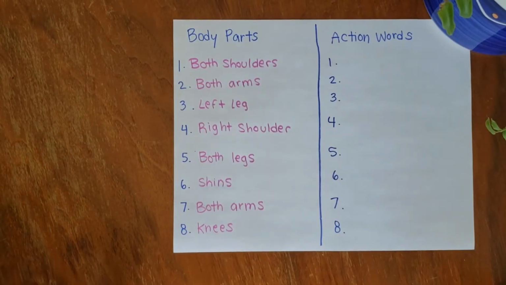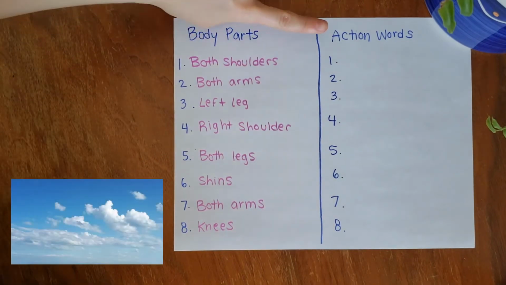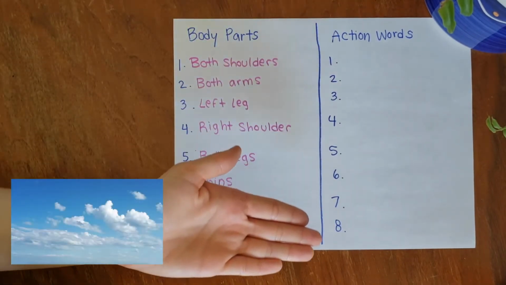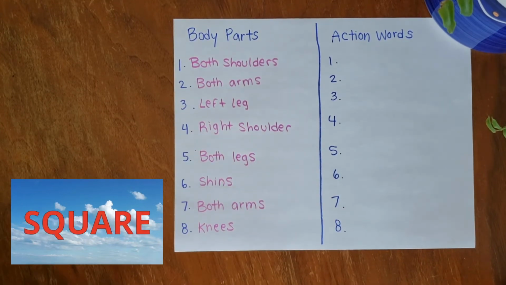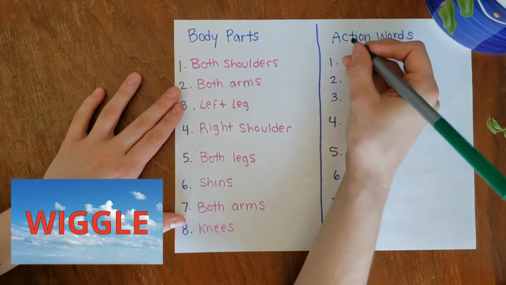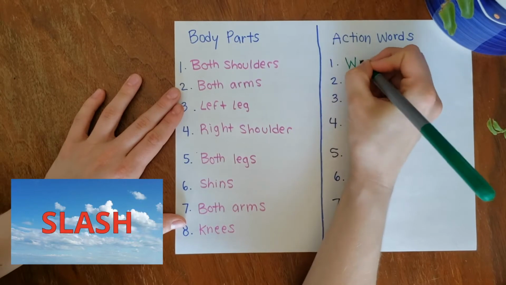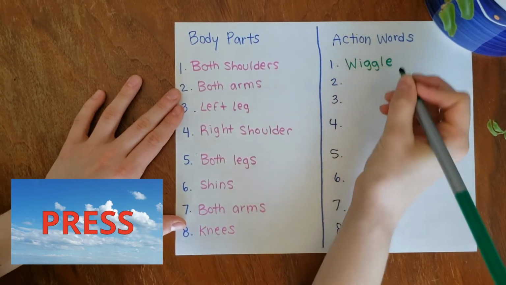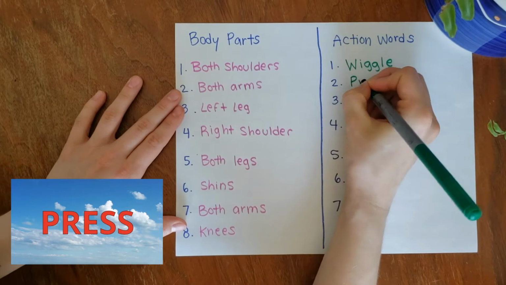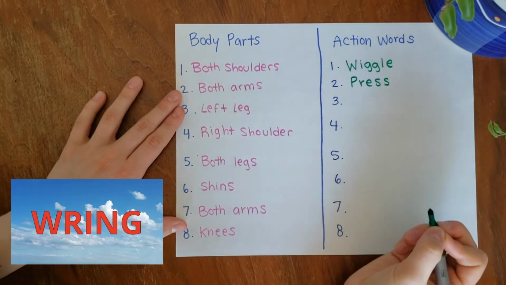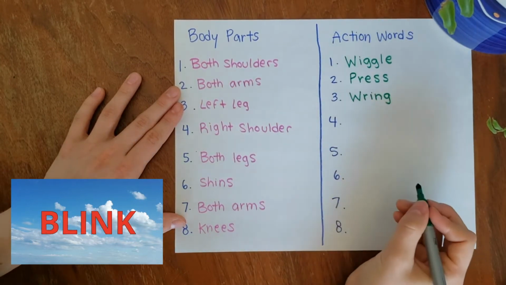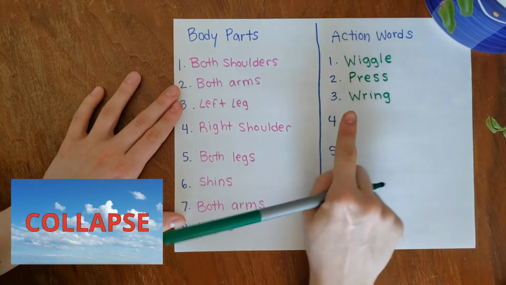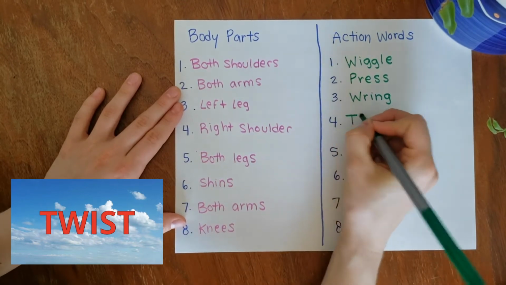So now I'll just do that same thing again with the action word randomizer, and that will give me the words for my second list. 3, 2, 1. So I've pressed pause on wiggle for my first word, and now press is my second. I'll write down ring is my third word. I pressed play and pause again on twist. So that's my 4th word.